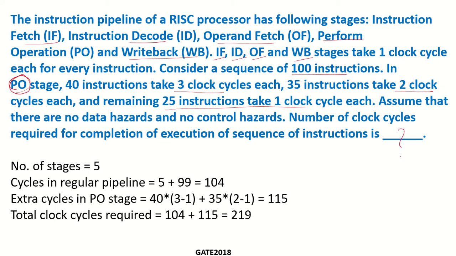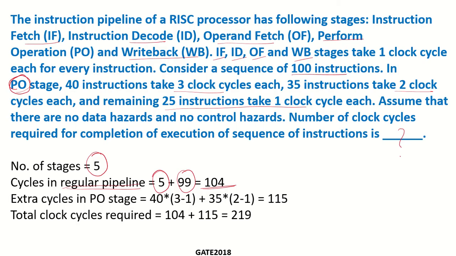So we know that there are 5 stages in this pipeline, and assume that each stage was taking only 1 clock cycle. Then in a regular pipeline, how many cycles would be required? The first instruction would take 5 clock cycles and the remaining 99 would be completed in 99 additional clock cycles. So the total clock cycles required would be 104. Now let us compute what are the extra clock cycles that this pipeline is taking.